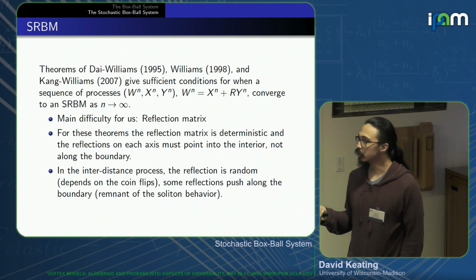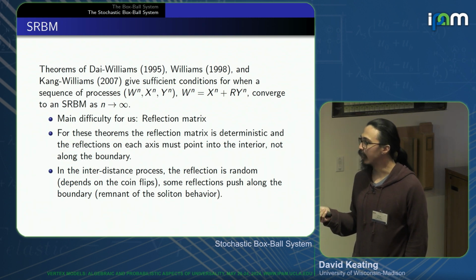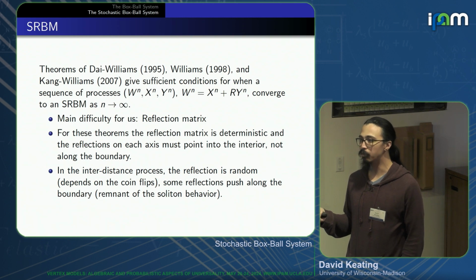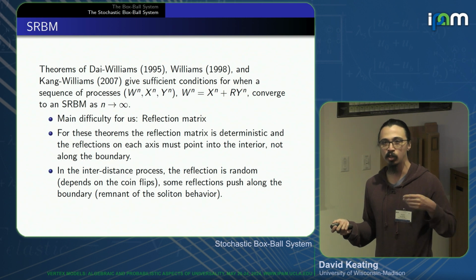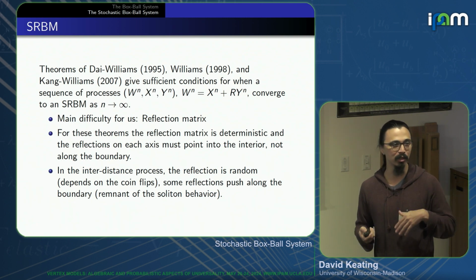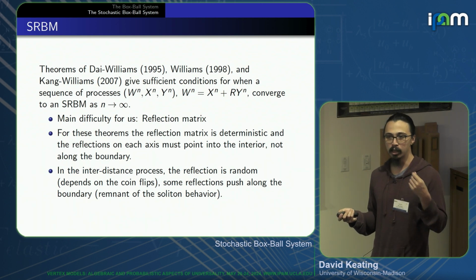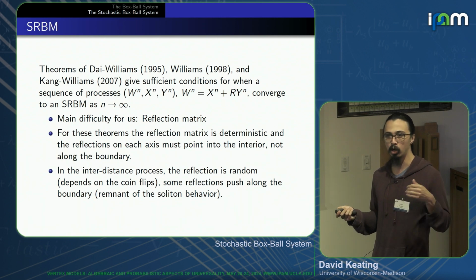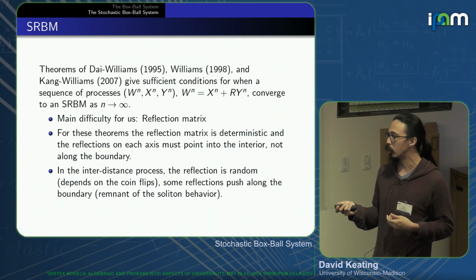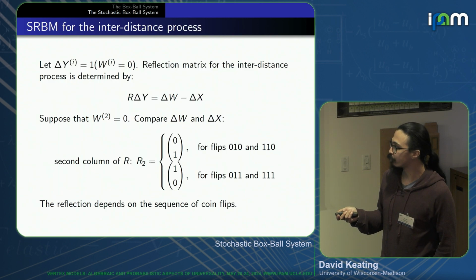So for these theorems, normally when you're proving something converges to an SRBM, you need a deterministic reflection matrix. And in particular, your reflections always have to point inside. So when you hit a boundary, you always have to be pushed back inside to the positive orthant. But for our process, our reflections are random. When we hit a boundary, we just have some random reflection, and sometimes these reflections will push us along the boundary. This is coming from the speed up from the solitons. You can just push us quicker along the boundary direction. So we have to somehow rectify this.